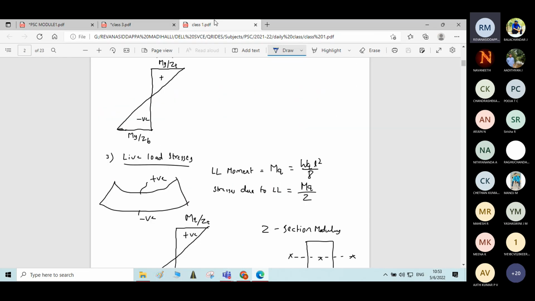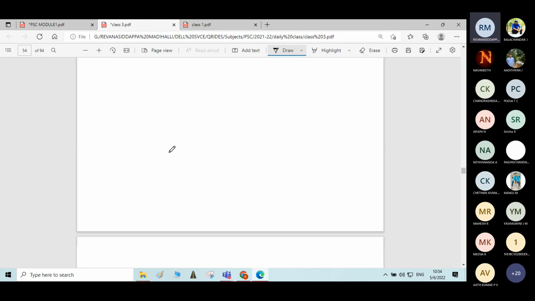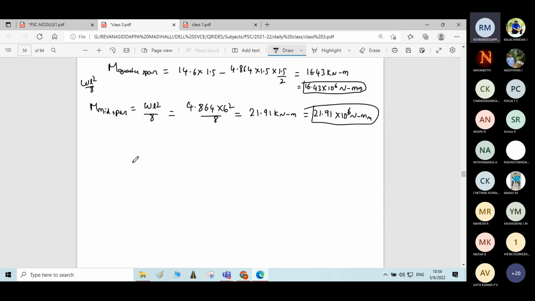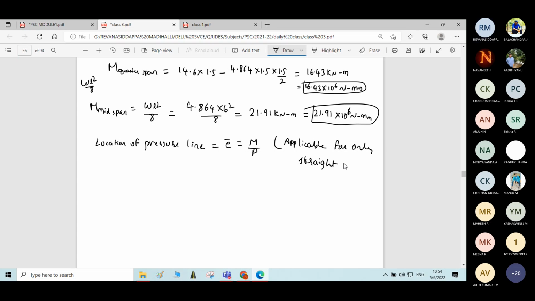Now, the type of cable which we have here is a straight cable. For a straight cable, if the beam is having the straight cable, we have the direct formula to locate the pressure line. Please note down: location of pressure line, e bar, is equal to M by P. This is the direct formula. It is applicable only for straight cables, not for parabolic or any other profile cables.